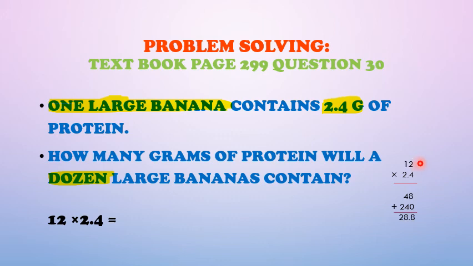At the first factor, there is no decimal point. At the second factor, the decimal point is after one decimal place. So I will mark off the decimal point after one decimal place in the product. The answer will be 28.8 grams.